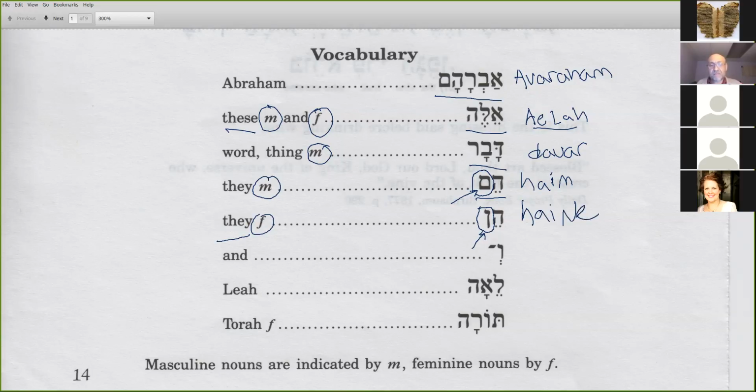Okay, now we have another connector here, the vav, and notice that this little thing here is just to show you that it's connecting, but all you're going to see is the vav. So it's the something. Proper name, Leah. Finally, Torah. And notice, feminine. Torah feminine, just like Eretz, just like Shabbat, just like Brakah.